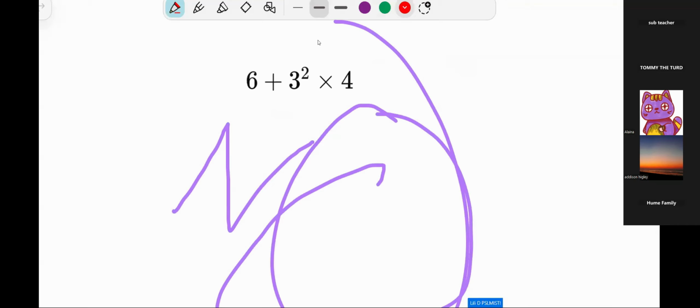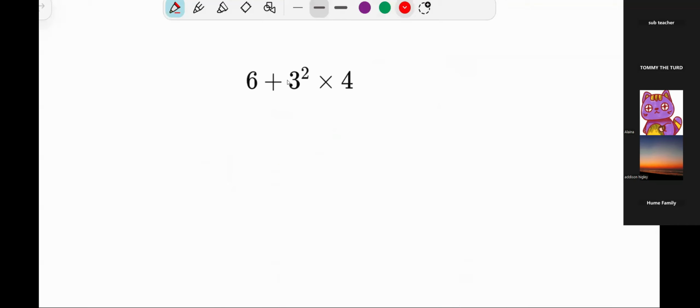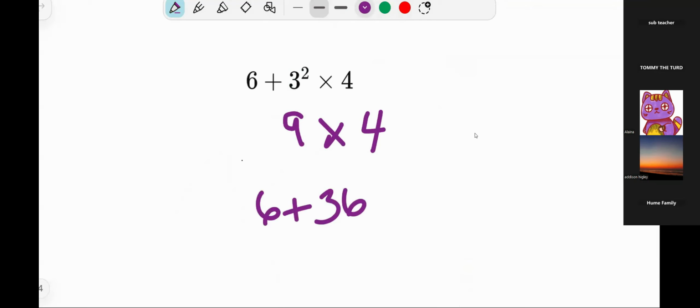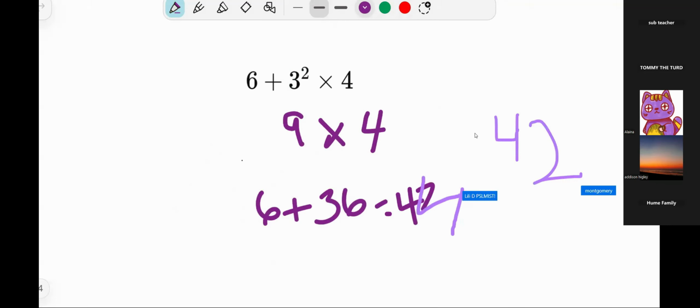Yeah, so questions like this, you got 6 plus 3 squared times 4. Always do the exponent first. So 9 times 4, and then we'll add the 6. So 9 times 4, 36. 6 plus 36, 42.